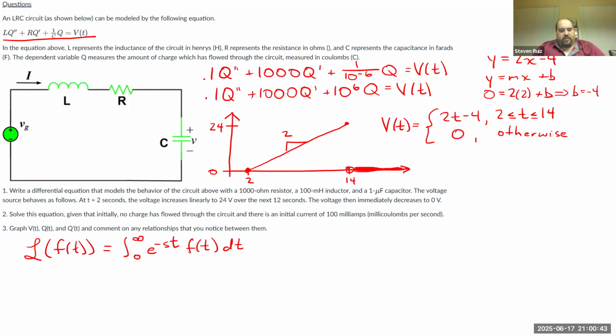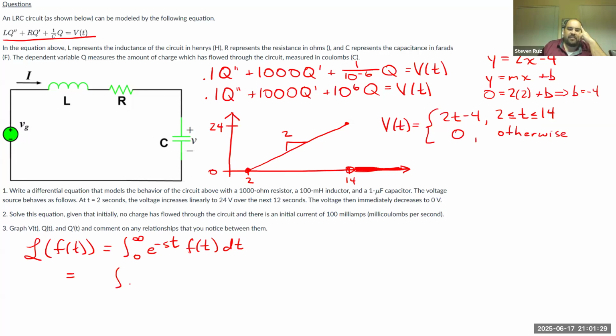The Laplace transform integral is the integral from 0 to infinity of e to the negative st times f of t dt. All right, so this is the integral that will give it to me. Typically I would integrate from 0 to infinity, except my function isn't even non-zero for all positive values of t. So how do I account for the fact that my function is 2t minus 4, but it's only 2t minus 4 sometimes?